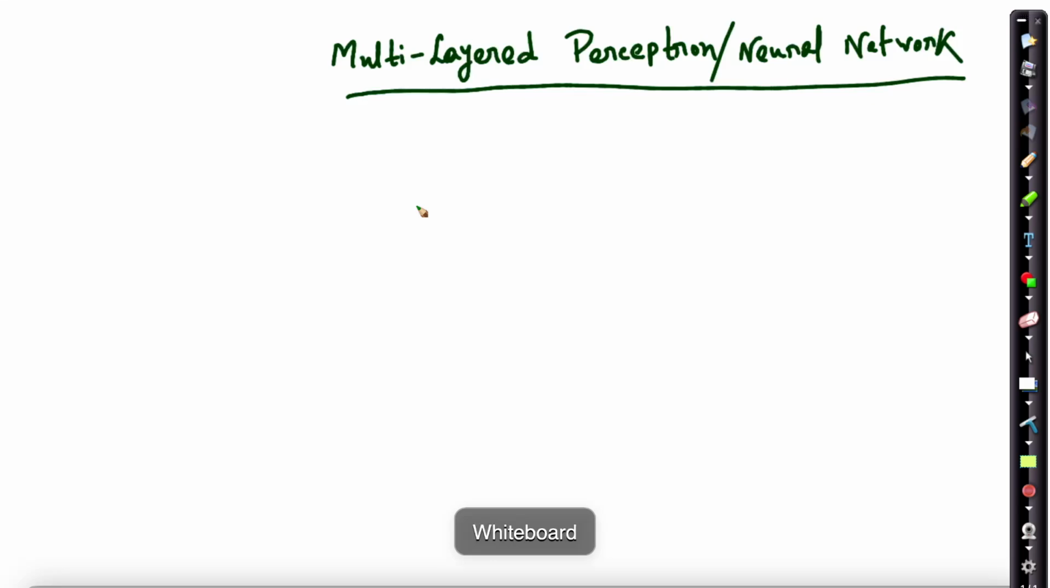So let us first understand with a diagram how an MLP or multi-layered perceptron looks like, and then we'll understand why it is required in the first place. So let us see the diagram. I hope my screen is visible. Let us draw a neural network. As usual, we have the input layer. I'll not explain it much because I think you are already well aware of the notation till now.